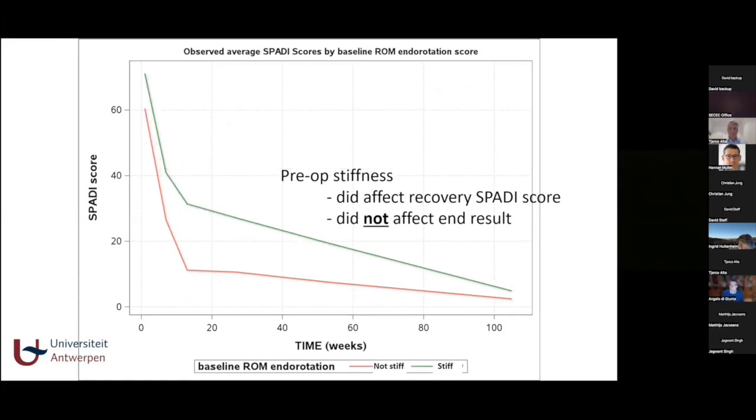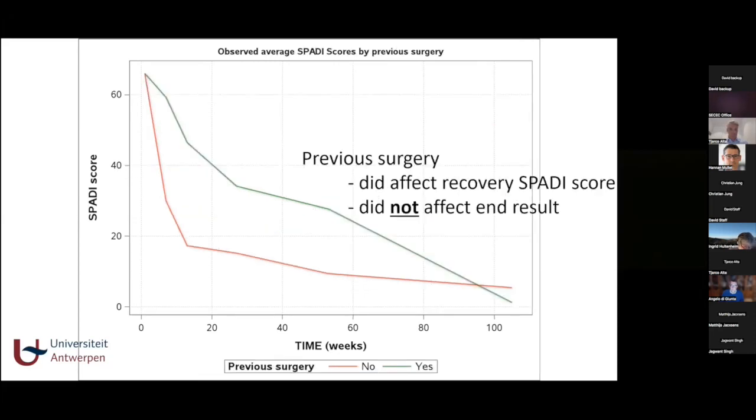We see the same for preoperative stiffness for internal rotation. In this case, it does not affect the end result, but it affects the recovery SPADI score. And again, the same is seen for previous surgery. We see that the slope is affected by whether or not the patient did undergo previous surgery, but this did not affect the end score at 2 years follow-up.